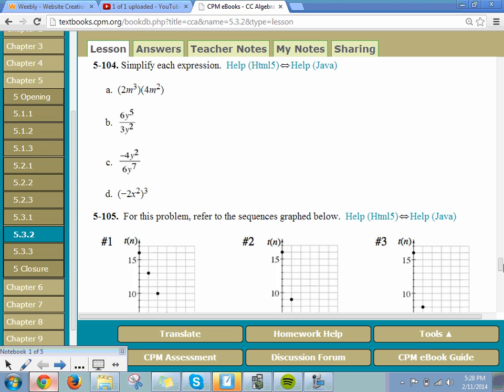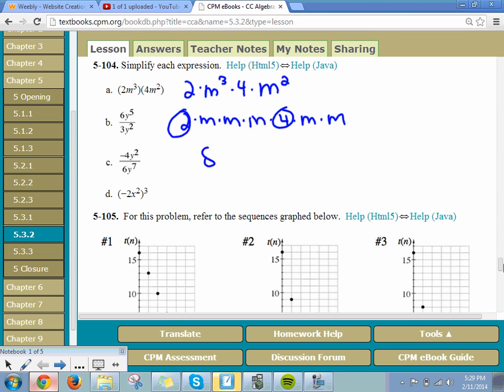So with this one, we're really just multiplying the two together. We've got 2 times m to the third times 4 times m squared. This is really 2 times m times m times m times 4 times m times m. What we have then, 2 times 4 is 8 times m to the fifth. So A is 8 times m to the fifth.